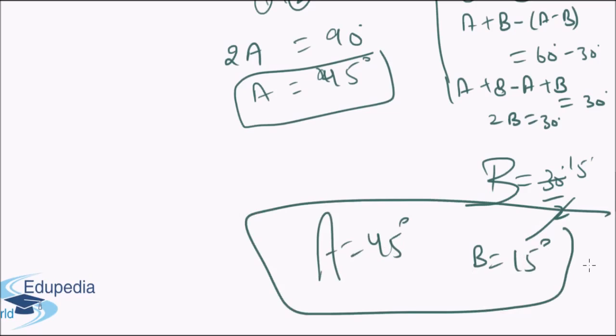So friends, these were some questions on the common trigonometric ratios like 0, 30 degree, 45 degree, 60 degree, 90 degree and so on.